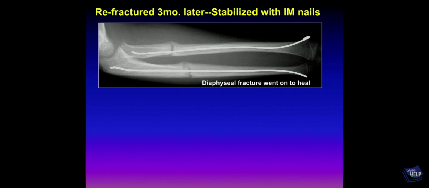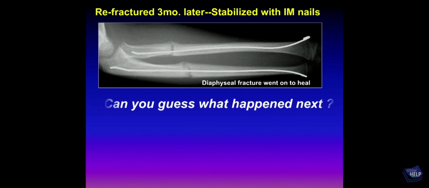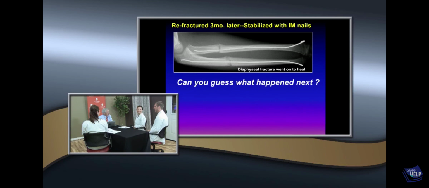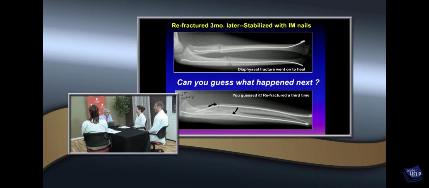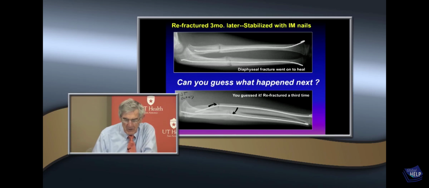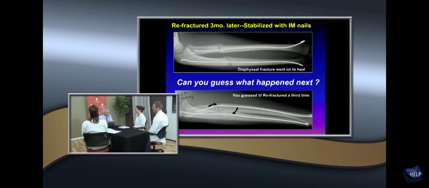And that metaphyseal fracture went on to heal. Guess what happened next? You took them out. Huh? Fractured again? Yeah, that's right. Fell off a swing or the bicycle and fractured again a third time. So what are you going to do? Well, you just rebend him.